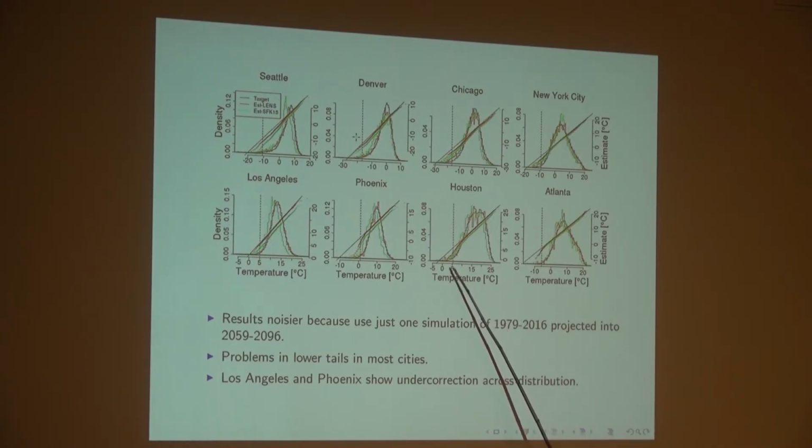And you can see that also. Houston is very good to the bulk of the distribution. But then if you get to the far coldest temperatures, then it's definitely undercorrecting.